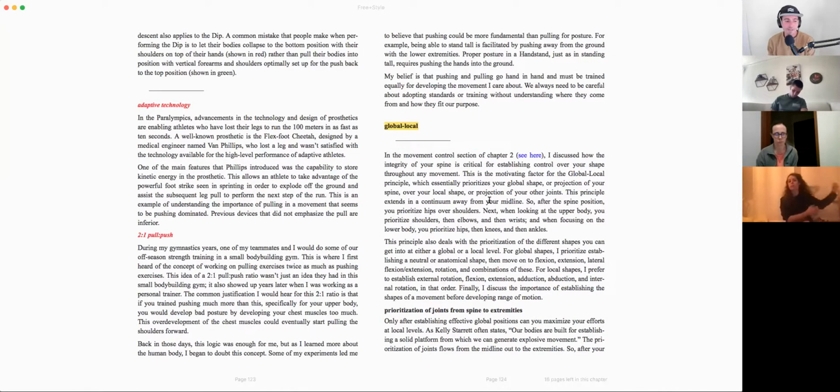Now, the other principle here is the global versus local principle. What is the global versus local principle? Well, this is the principle that states that when we are thinking about creating progressions, the best way to create a progression is by starting from a global perspective. It's just thinking about the general shapes. Why do we care about the general shapes of the body?